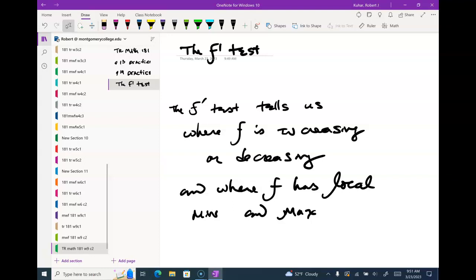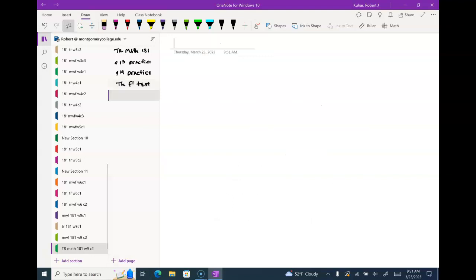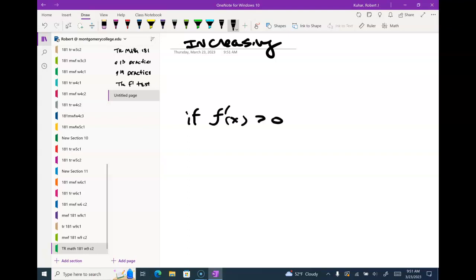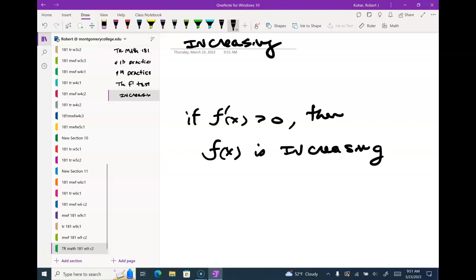So first of all, let's talk about the increasing, decreasing piece. The first derivative test says if f prime of x is greater than 0, positive, then f of x is increasing. And we're going to cheat this a little bit. We're going to think about it backward. We're going to say, oh, look where the function's increasing. I better be able to show that my derivative there is positive, right?